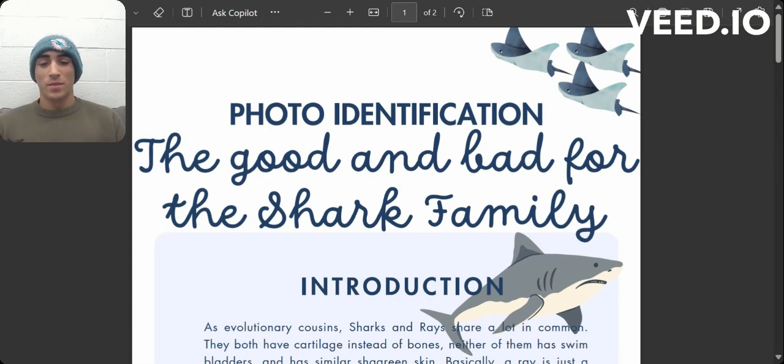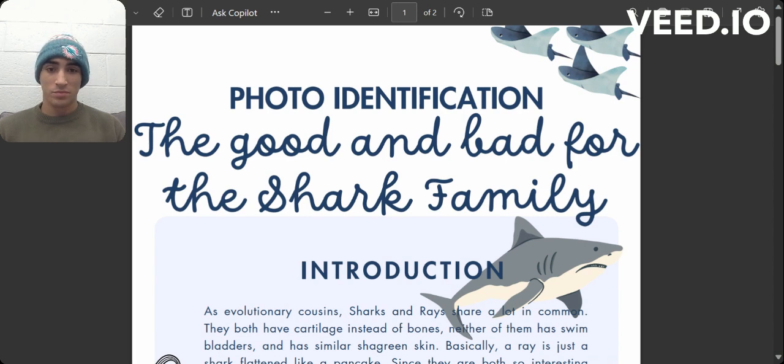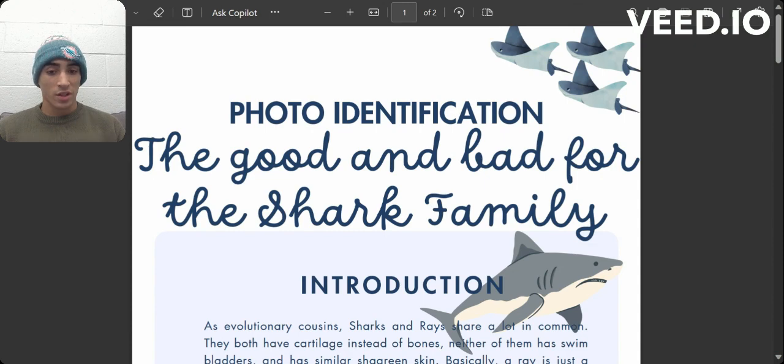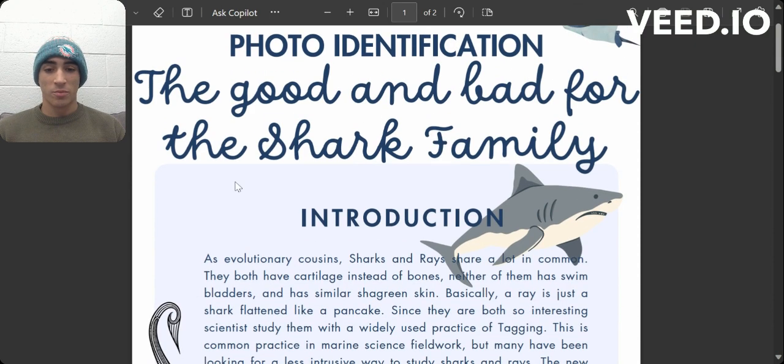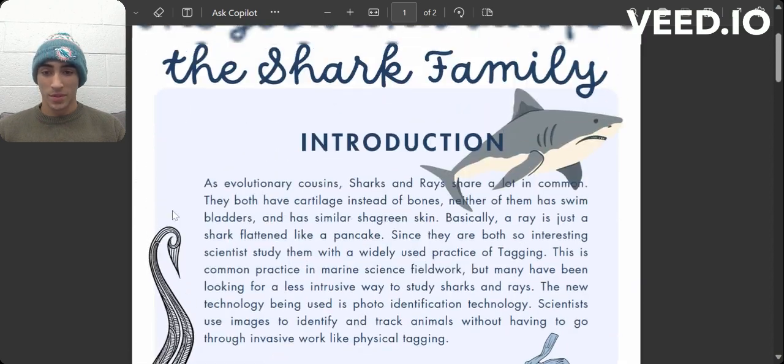Hi, this is my project for the final. I made an infographic and I rewrote my scholarly-to-popular article about photo identification technology used on sharks and rays. So that is where I got my title from. In this project, I used Canva to make this. I picked out all of these graphics and formatting from the site.